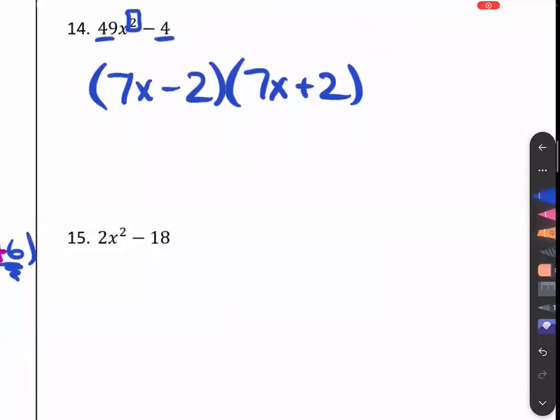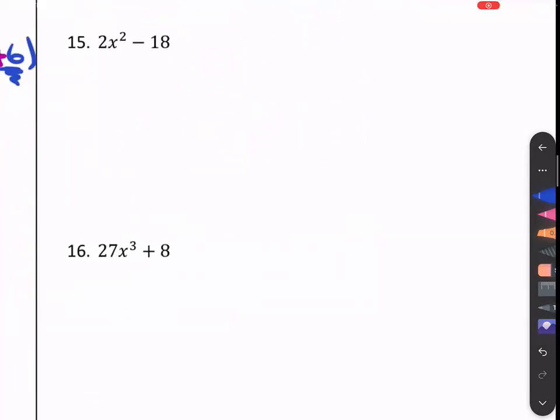Okay. For number 15, I see a squared for my x, but 2 and 18 are not perfect squares. So that tells me I have to take out a GCF first. So I'm going to take out 2 from each of those. And then I've got x squared minus 9. Okay, and this is what I was talking about. When you have factored it, you have to make sure that you are totally done. Once you take out a GCF, check to see, can I still factor that? Yeah, those are both perfect squares.